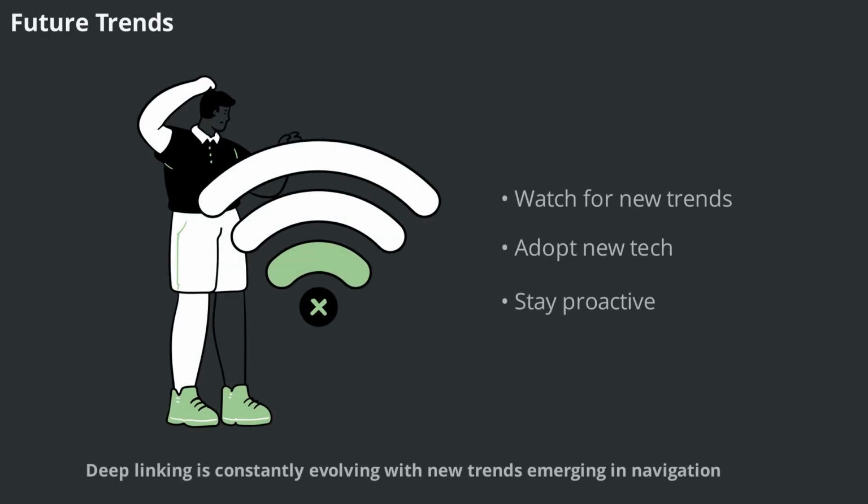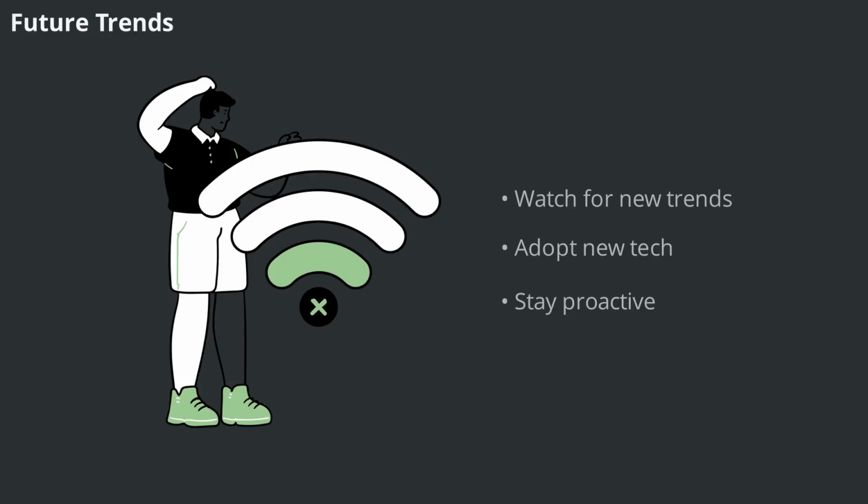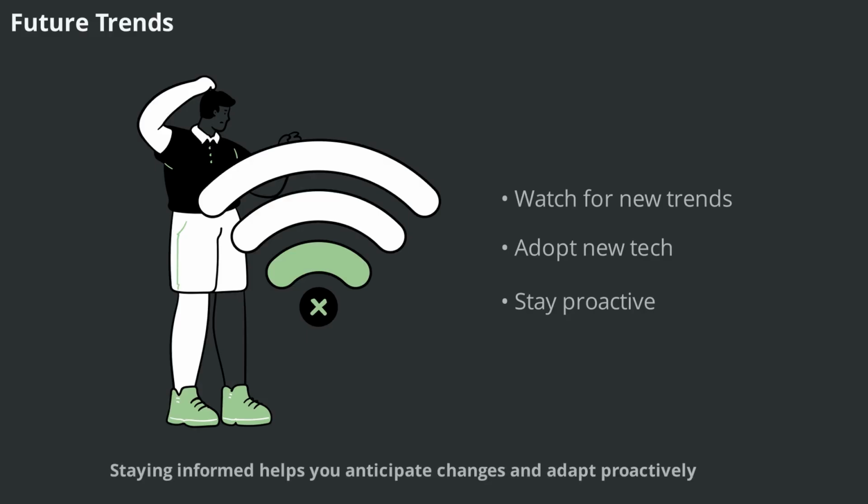Deep linking is constantly evolving, with new trends emerging in navigation, modularization, and security. Keeping an eye on future developments ensures that your architecture remains relevant and effective. Technologies like Jetpack Compose and dynamic feature delivery are shaping the next generation of Android apps. Staying informed helps you anticipate changes and adapt proactively.